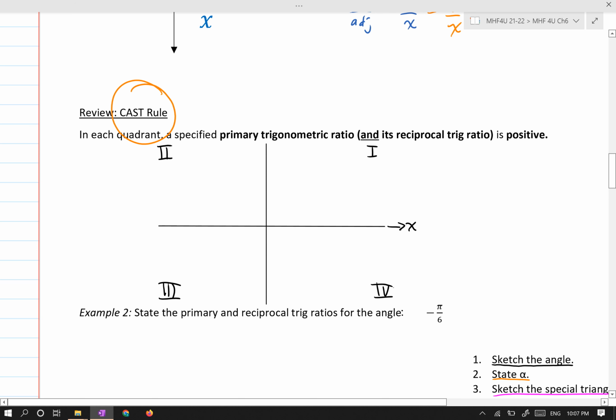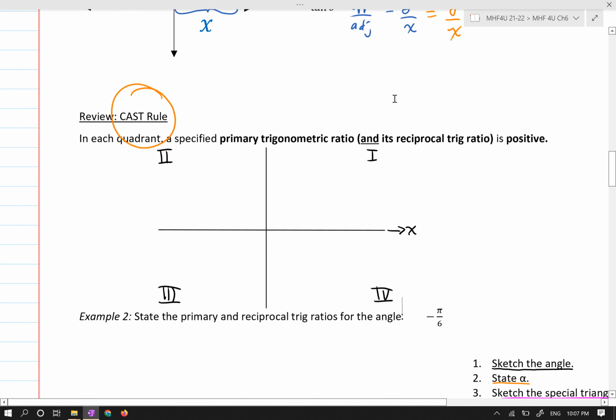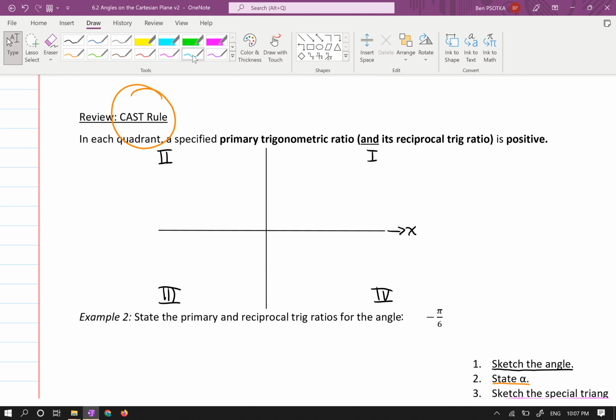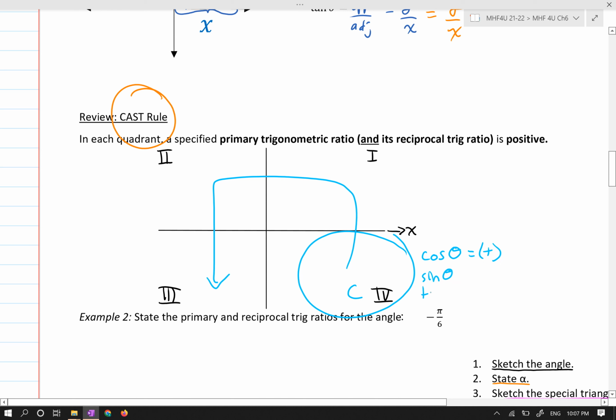So in these quadrants, we work with what we call our CAST rule. Now, our CAST rule tells us that in quadrant 4, we always start bottom right and then we go counterclockwise with our CAST rule. It tells us that our cosine ratio will be positive here. Cosine of theta is positive. Now that means the other two ratios, the sine of theta and the tangent of theta, will be negative if we're working in this quadrant.